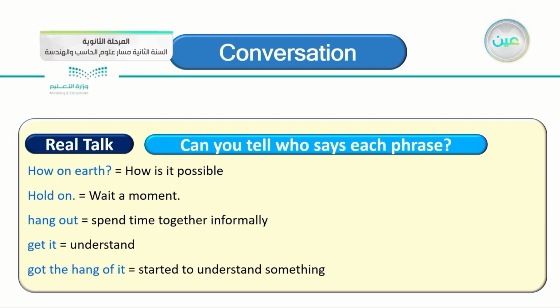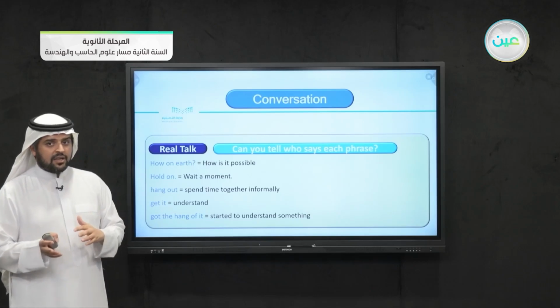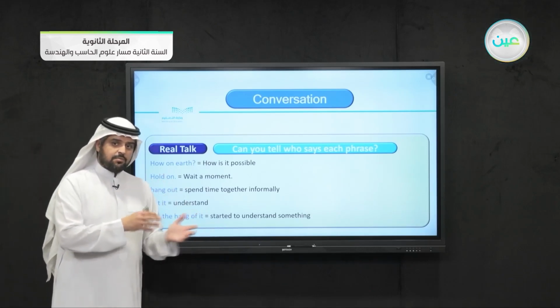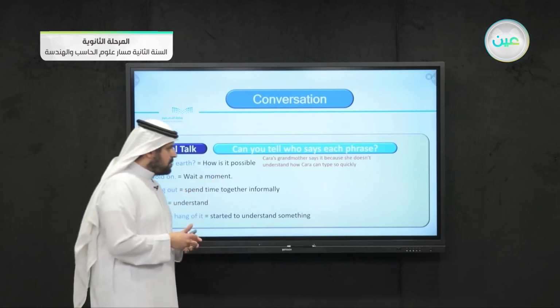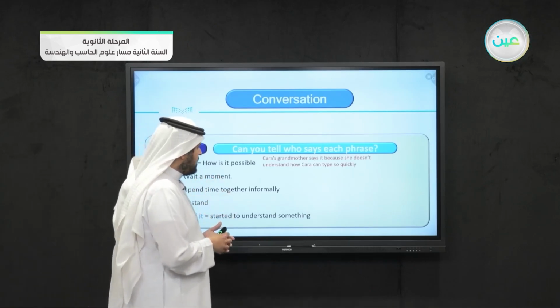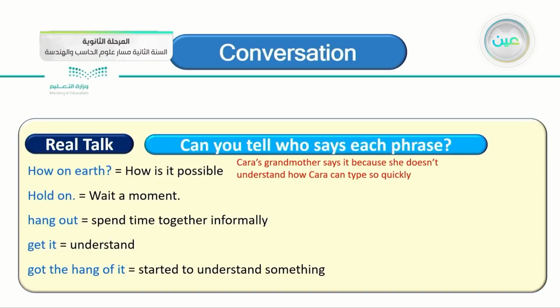Who says how on earth? Is it Kara or the grandmother who was wondering? Kara's grandmother, that's correct. Kara's grandmother says it because she doesn't understand how Kara can type so quickly. She's asking her, how on earth are you writing that fast? You finished a whole sentence in just 1 second.